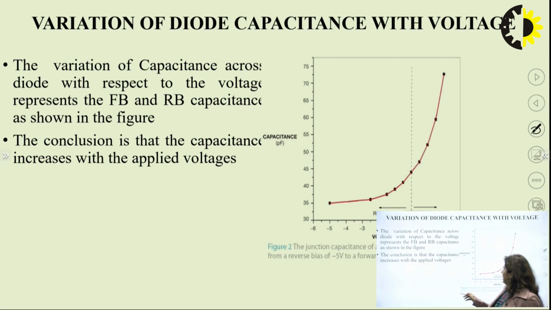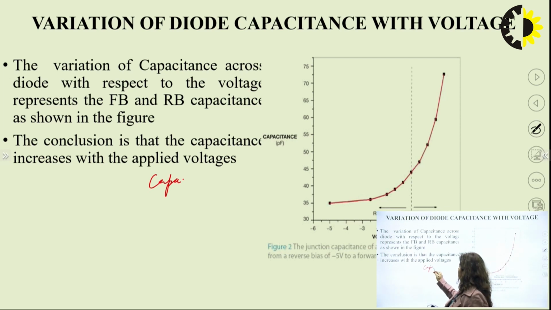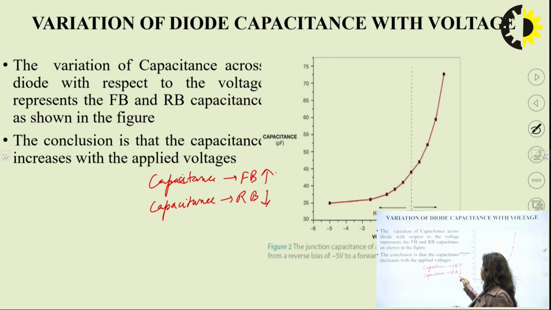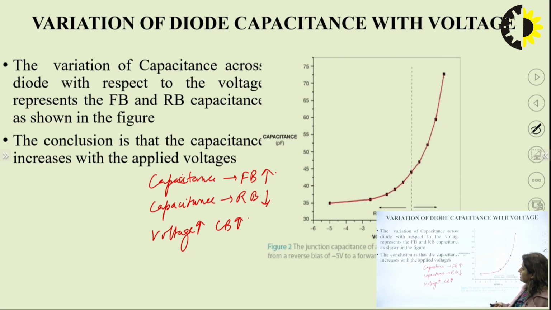So we have capacitance in forward bias increased and capacitance in reverse bias decreased. So as you increase the voltage, the capacitance value keeps on increasing.